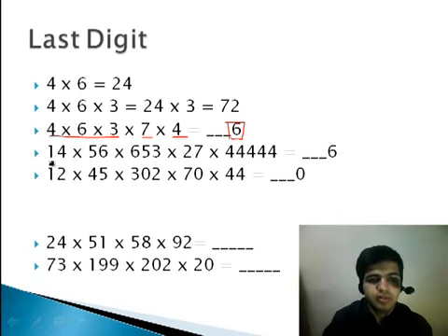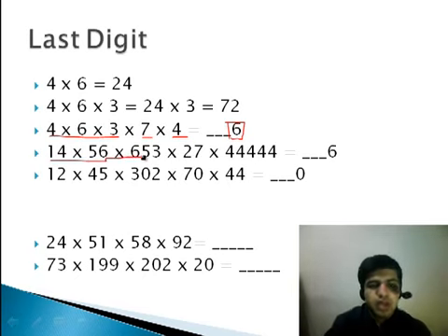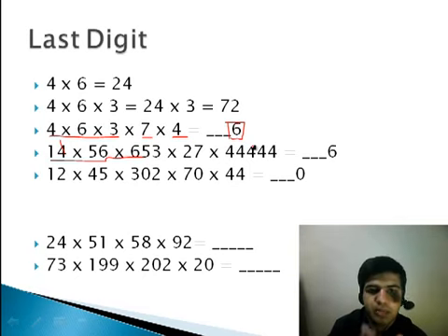Similarly, let it be any higher number. Even consider this example at the bottom. Over here, among all these digits, may it be 1456, may it be 653, however big the number may be, we have to consider only the last digit, that is 4, 6, 3, 7 and 4. All the other numbers are immaterial to us. The procedure remains the same as the previous sum.